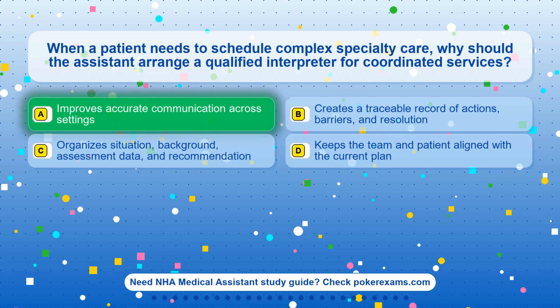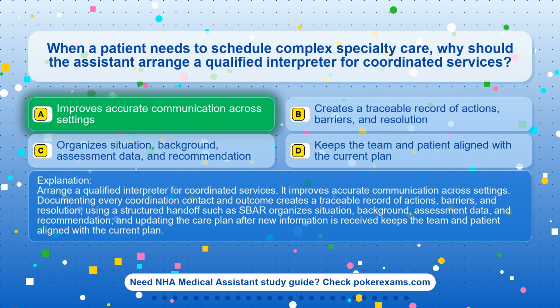The correct answer is option A. Improves accurate communication across settings. Arrange a qualified interpreter for coordinated services. It improves accurate communication across settings. Documenting every coordination contact and outcome creates a traceable record of actions, barriers, and resolution. Using a structured handoff such as SPAR organizes situation, background, assessment data, and recommendation, and updating the care plan after new information is received keeps the team and patient aligned with the current plan.